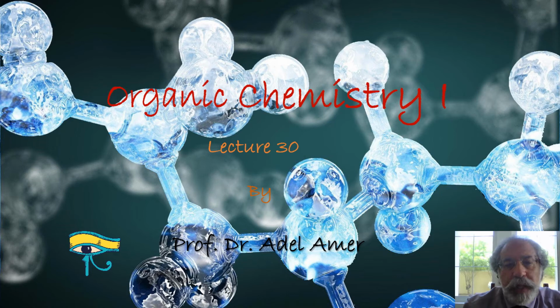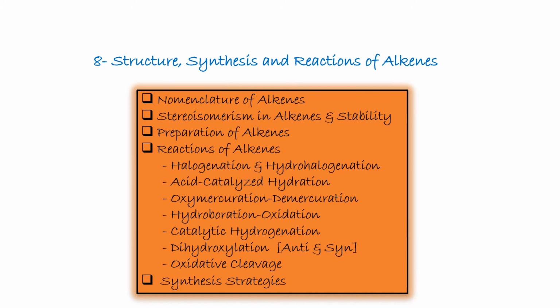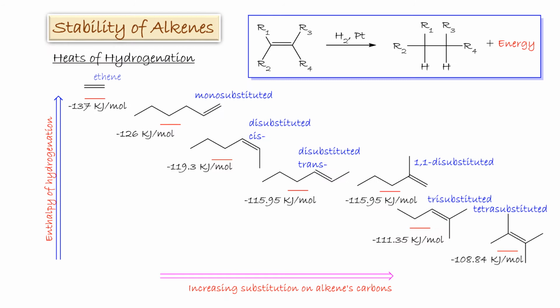Hello everyone. Welcome to lecture 30, Organic Chemistry 1. Today we will continue on chapter 8, Structure, Synthesis and Reactions of Alkenes. Stability of alkenes. To measure the stability of alkenes, scientists use heat of hydrogenation for that reason.